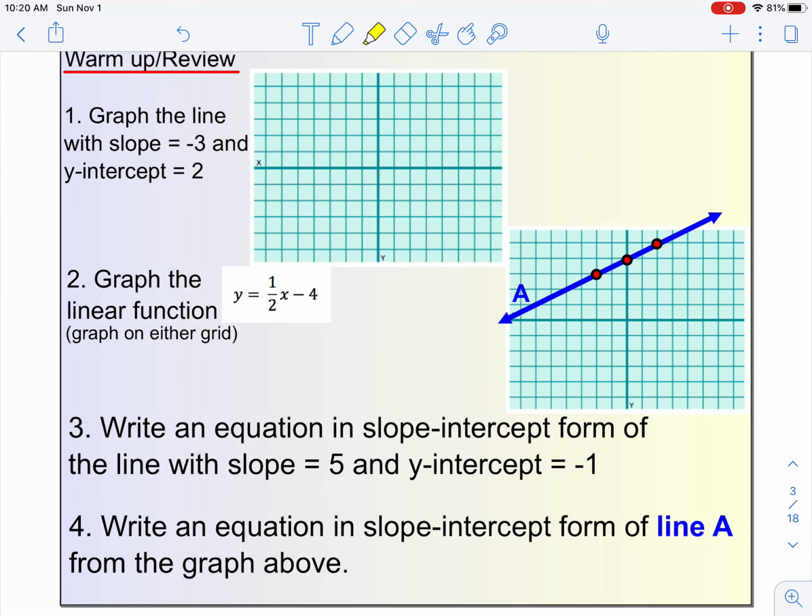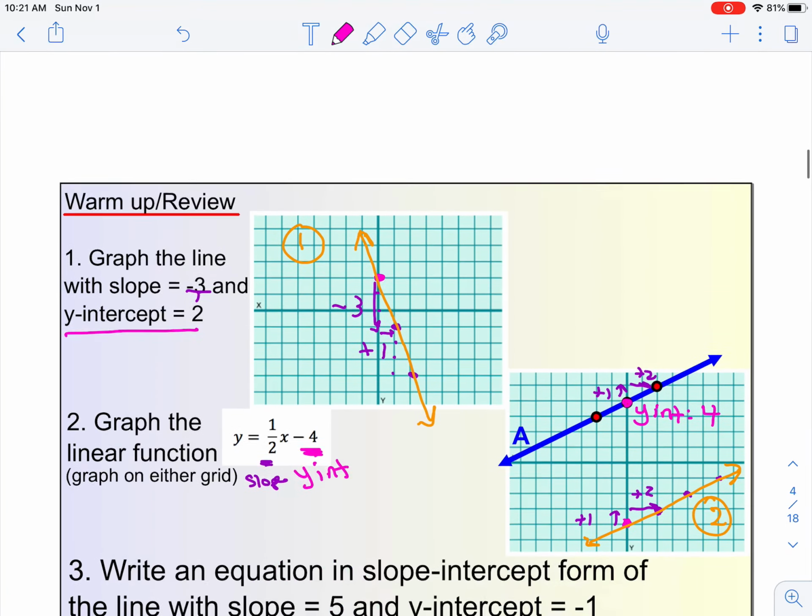Now, here's a review, okay? Again, some other questions. Use the information that you maybe just were reminded about on that last matching, and then see if you can do these skills. Pause the video, try these 4 questions, do some graphing and writing equations to see where you're at with those skills. Then restart the video and see if you got them correct.